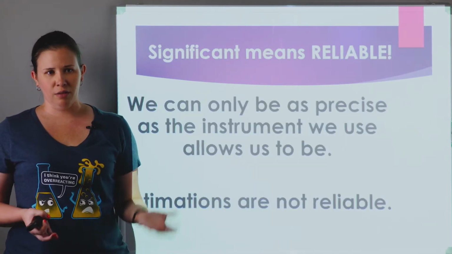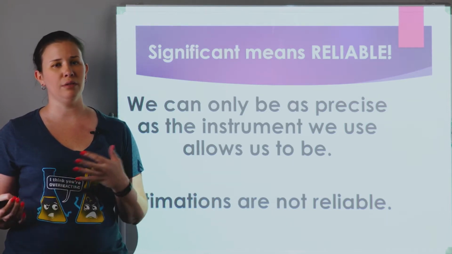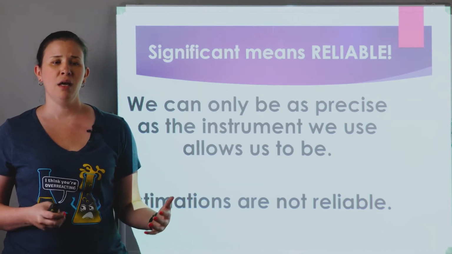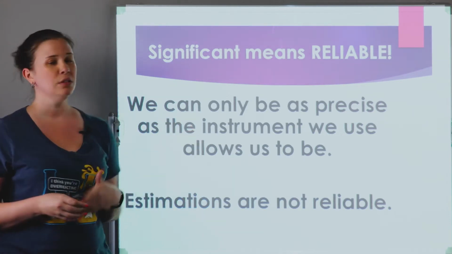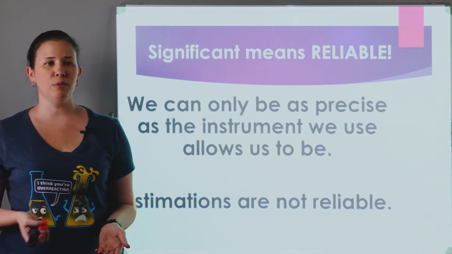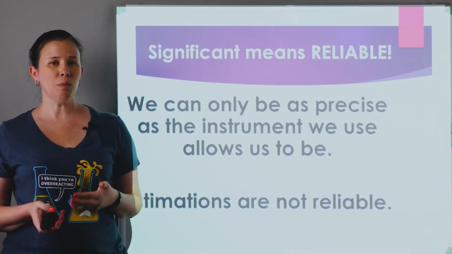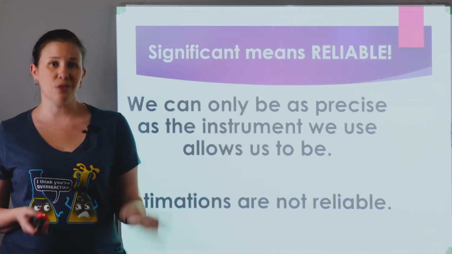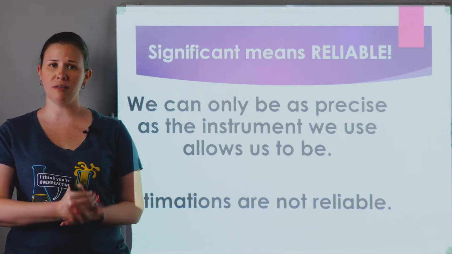So significant basically means it's reliable. And when it comes to labs and collecting our own data, we are limited by the instrument or the tool that we're using. So for example, if you're using a scale and it has 2 decimal places, we would want to record all of our data to 2 decimal places. Why would we cut off numbers that the scale is giving us?